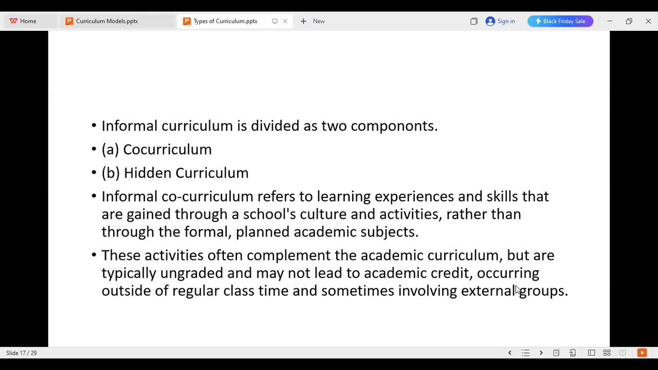Informal co-curriculum refers to the learning experience and the skills that are gained through school's culture and activities, rather than through the formal planned academic subject. Here, in another thing, I can give one example. We teach health science, physical education in the school. We give only knowledge through books in the classroom, but we take them to the playground.